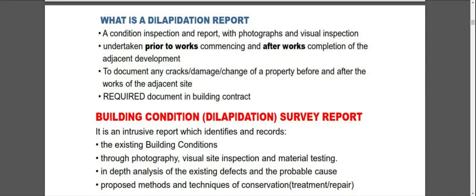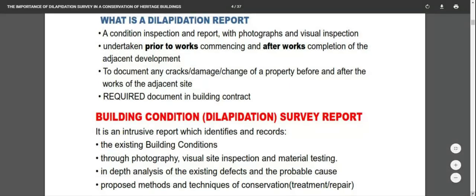So the DLAP report ni is an intrusive report which identifies and records the existing building conditions through photography, visual site inspection and material testing. So it involves in-depth analysis of the existing defects and the probable cause. And the DLAP will also help to propose methods and techniques of the conservation, in terms of the treatment and the repair.